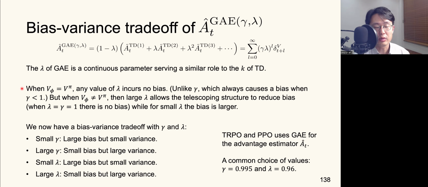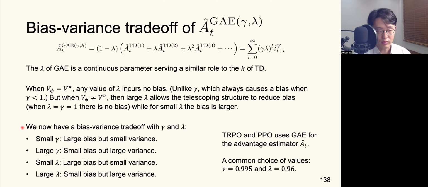This is different from gamma. Unlike lambda, when gamma is strictly less than 1, we always incur a bias, no matter whether or not the value network is equal to the value function. But when the value network is not equal to the value function, which is of course the case in practice, then a large choice of lambda, close to 1, allows the telescoping structure to reduce the bias. Furthermore, in the extreme case where lambda is equal to 1 and gamma is equal to 1, you're not really using the GAE estimator, you're using the undiscounted TD infinity estimator. But in this extreme case, there is actually no bias, so you get an unbiased estimator. But if you use a smaller value of lambda, then the bias becomes larger.